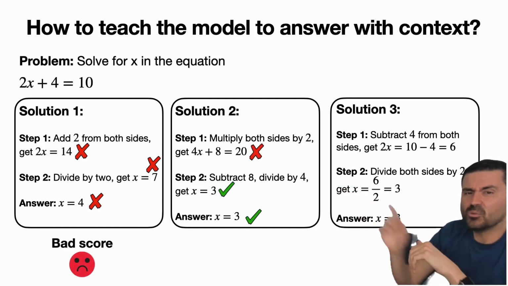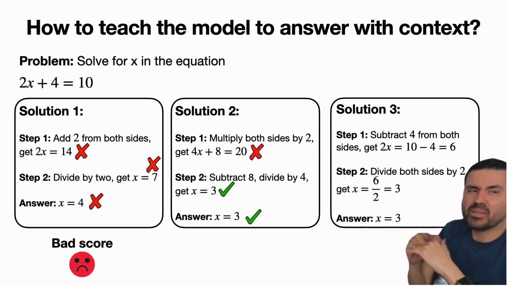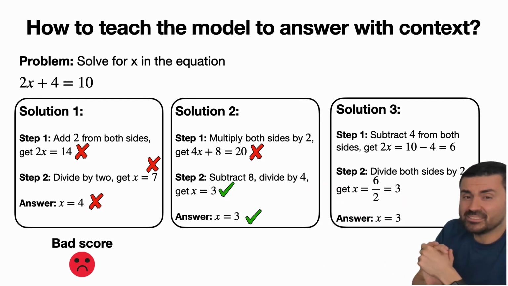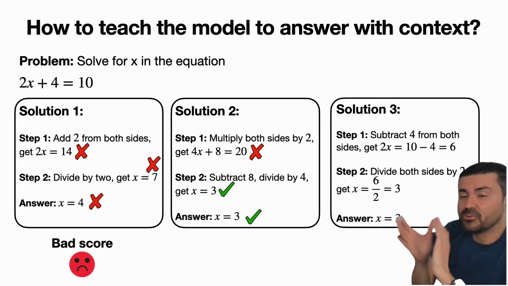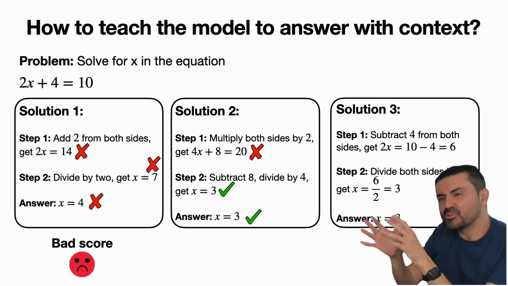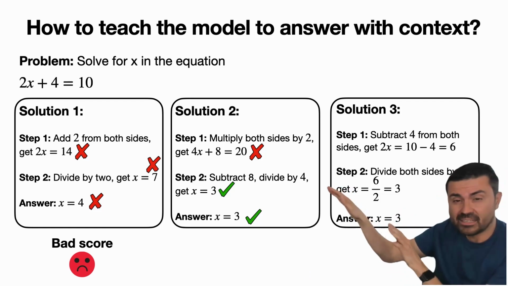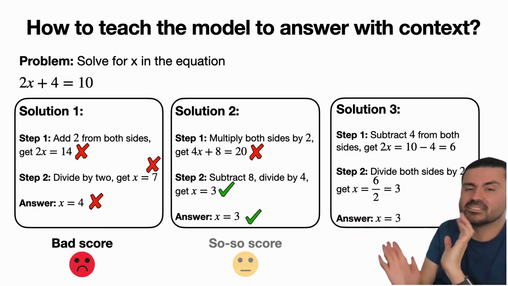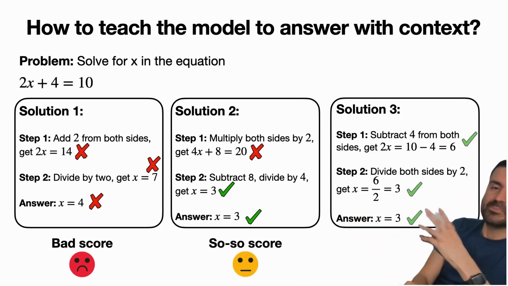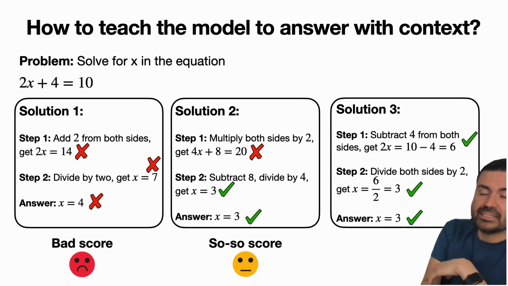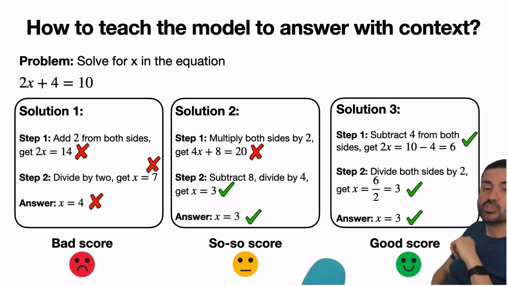Solution 2 has one step that's incorrect because multiplying both sides by 2 doesn't help. Then it has a correct step, which is subtract 8 and divide by 4 and get x equals 3. So it managed to correct its way. So it's not so bad. And then it got the right answer. So this one gets a so-so score. And then the third one is perfect. It does the correct steps and it gets the right answer. So this one gets a good score.